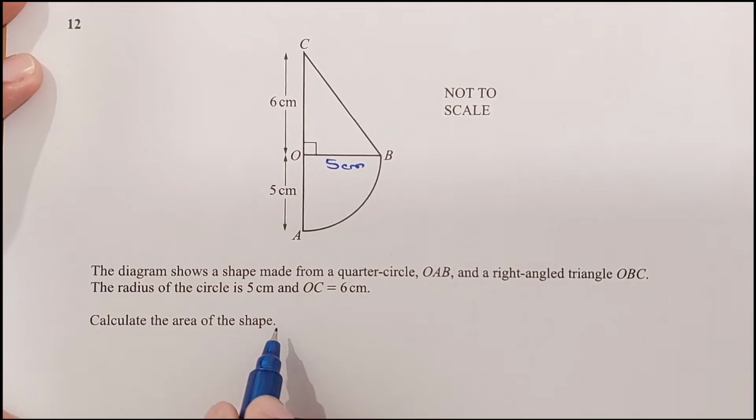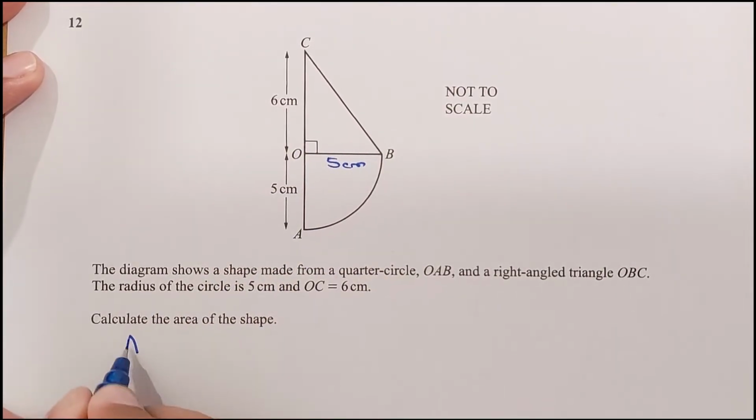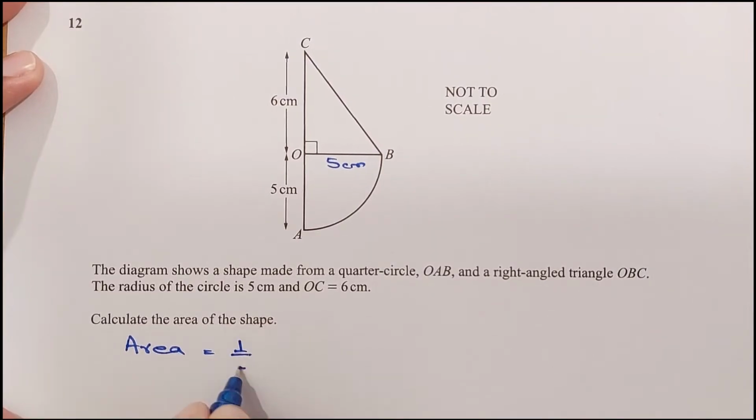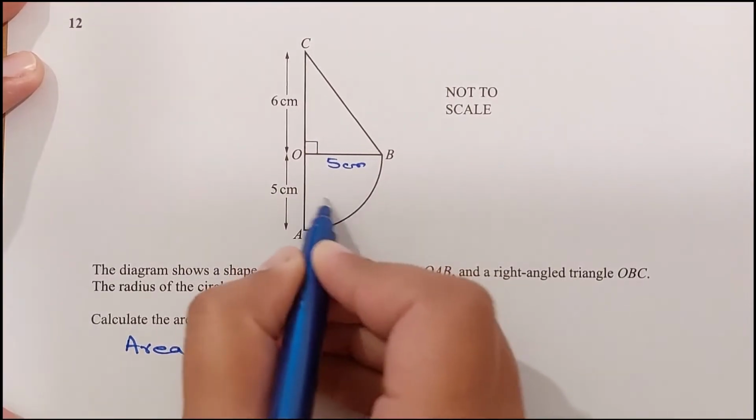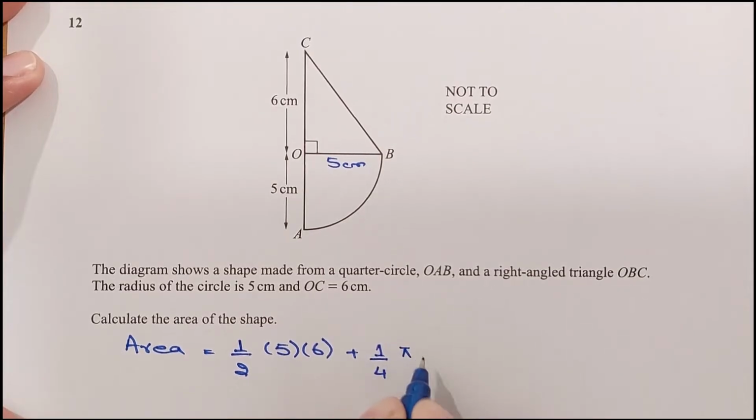So the area of the shape is the area of a right angle triangle plus the area of a quarter circle. The area of a right angle triangle is half base times height. The base is 5 and the height is 6. Plus the area of a quarter circle. This is 1/4 of the area of a circle, that is pi r squared. The radius is 5 squared. Right.